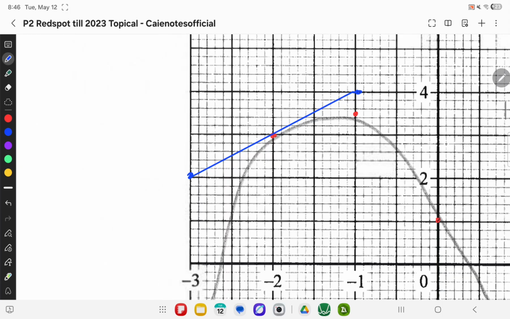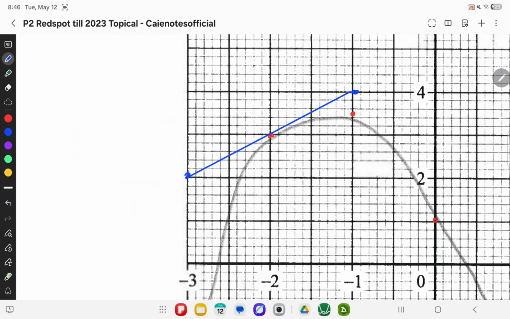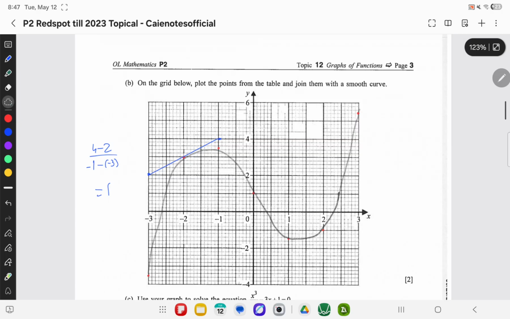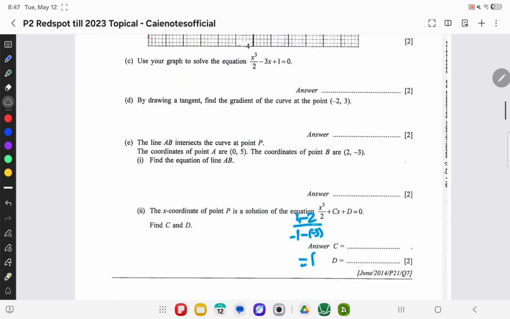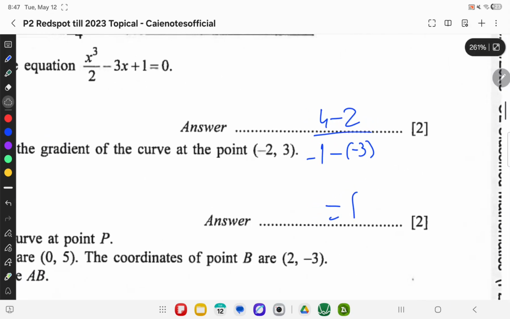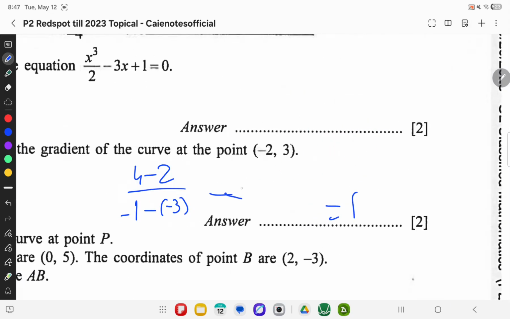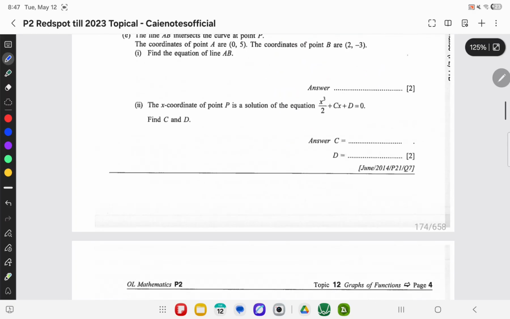It will be first the y, 4 minus 2, and then the x. At 4 it is negative 1, at 2 it is negative 3. This will give us the value 2 over 2, which will give us 1. And so the tangent is 1 at this value. Nice. Very simple. Trust me.